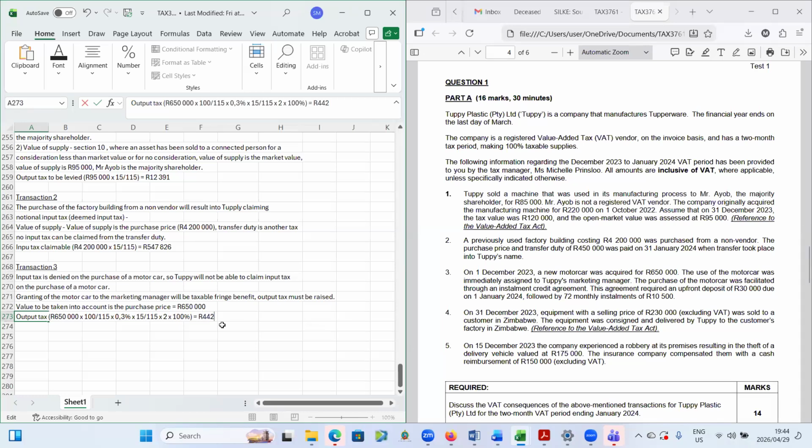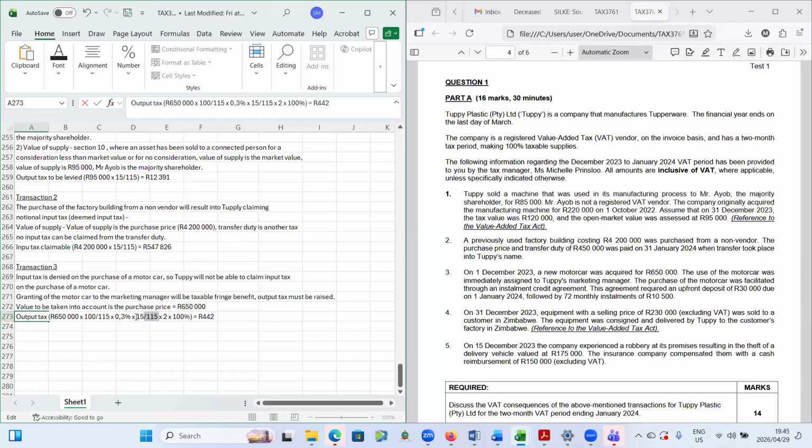Yes, that is the output tax that must be raised as a result of granting the motor vehicle to the marketing director. First of all, just take note of how you calculate this portion. You want to get the determined value. The determined value is cost excluding VAT. When you multiply by 100 over 115, you are getting cost excluding VAT. Then after getting the determined value, you get the cash equivalent per month. So the cash equivalent is 0.3% if input tax was denied, or 0.6% per month if input tax was claimed. However, we said this is a motor car and input tax was denied. That is why we used 0.3%.